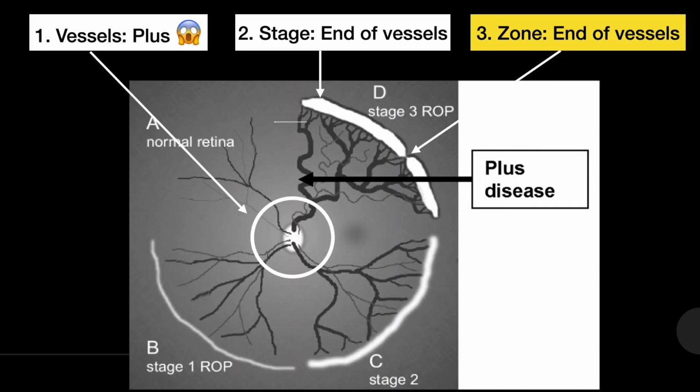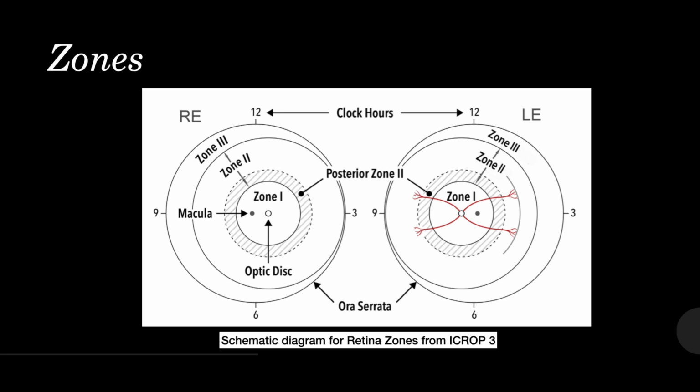What about the zone? The more posterior the pathology, the lower the zone. So zone 1 is the central area surrounding the disc and the macula. The 2 disc diameters surrounding it, we call this the posterior zone 2. The rest of zone 2 to the nasal ora and completing the circle, this is zone 2. And a small temporal area is called zone 3.